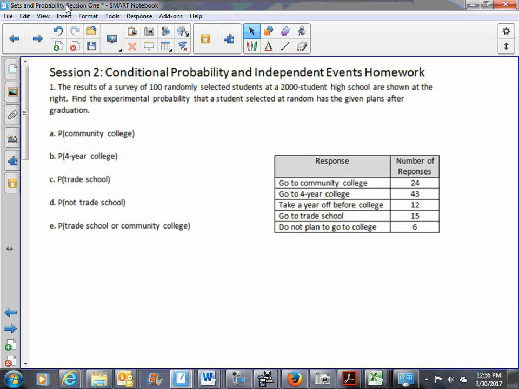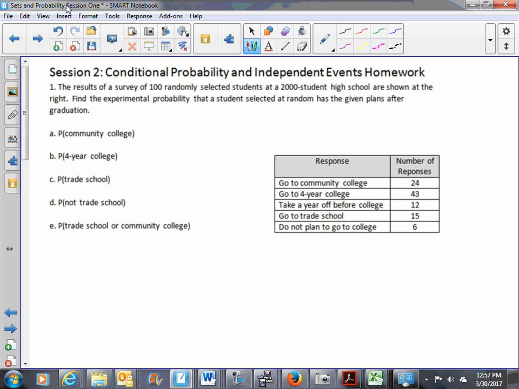Question number 1: the results of a survey of 100 randomly selected students at a 2000 student high school are shown at the right. Find the experimental probability that a student selected at random has the given plans after graduation. Okay, plan number 1, go to community college.